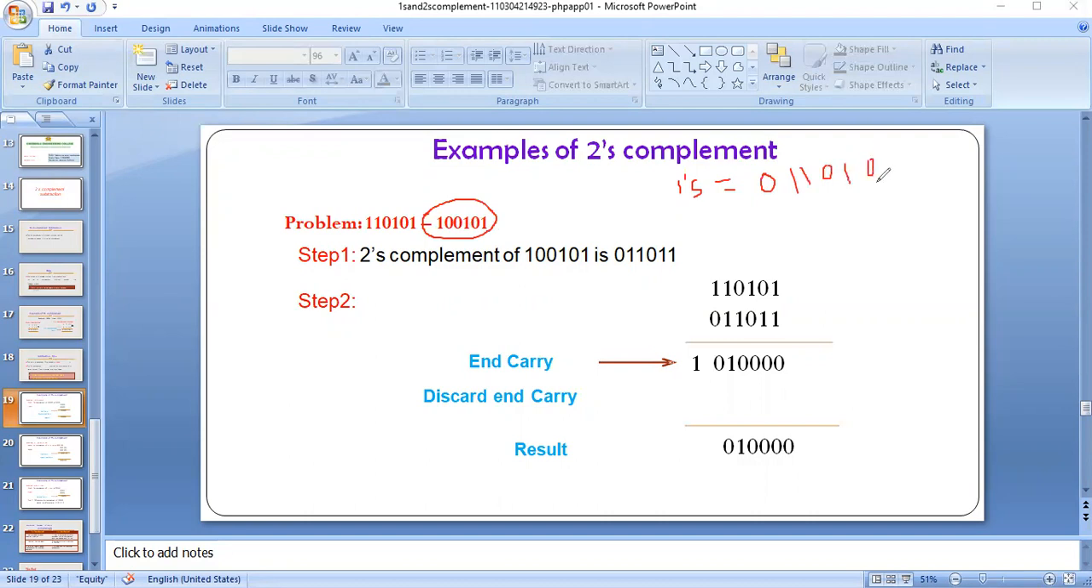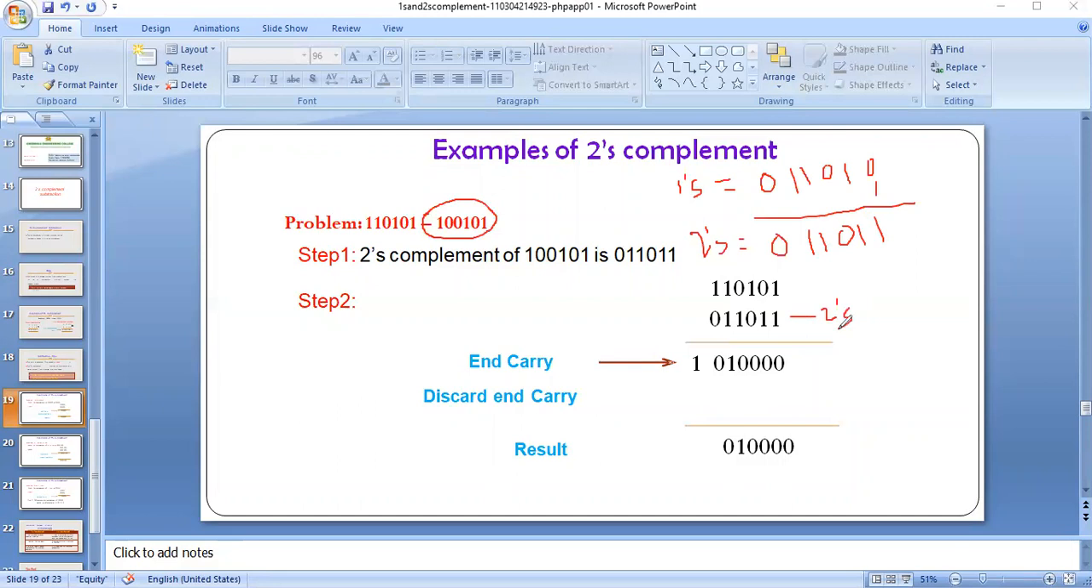After that you have to add 1 to the LSB, and you will get the 2's complement result. So what is the 2's complement result? 011011. So this is the 2's complement result.